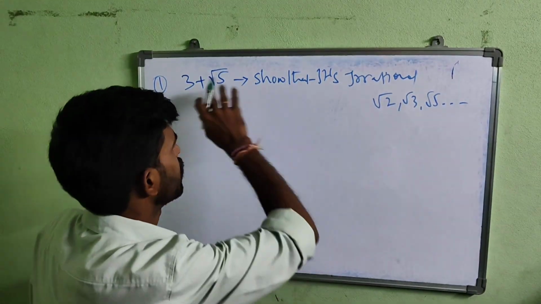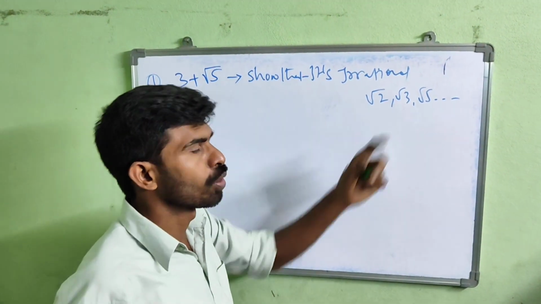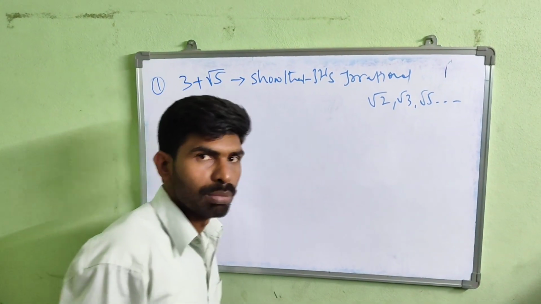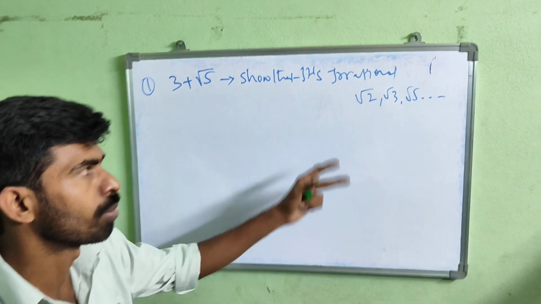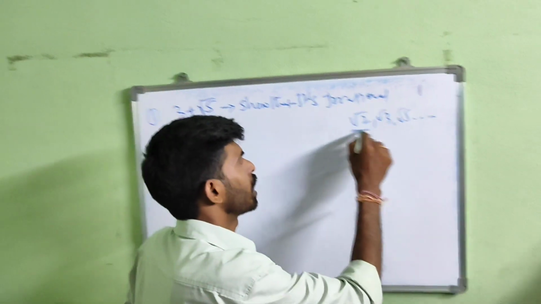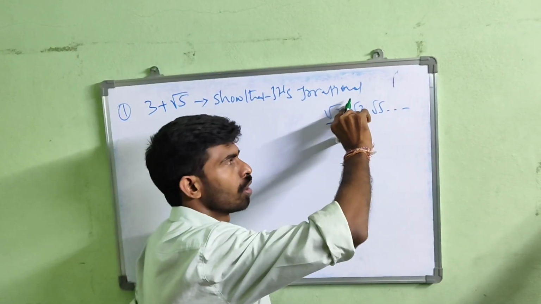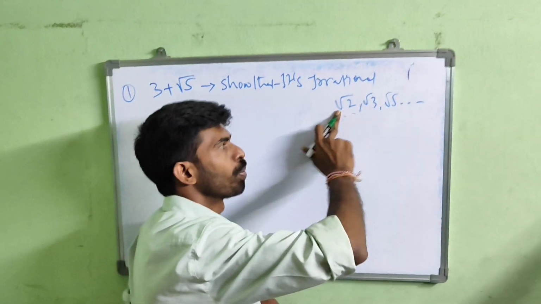We need to show that this number is an irrational number. Root 2, root 3 and root 5, these all are irrational numbers. Already I told you these are not in the form of p by q, and the numerator and denominator of the irrational number are co-prime numbers.